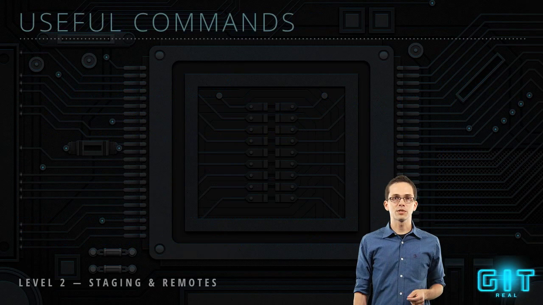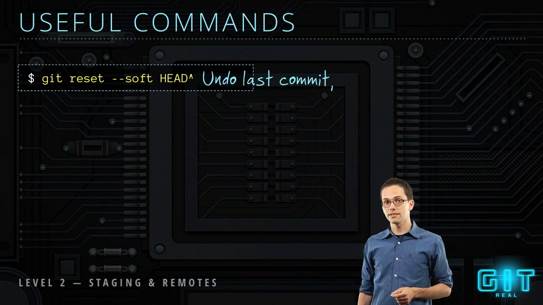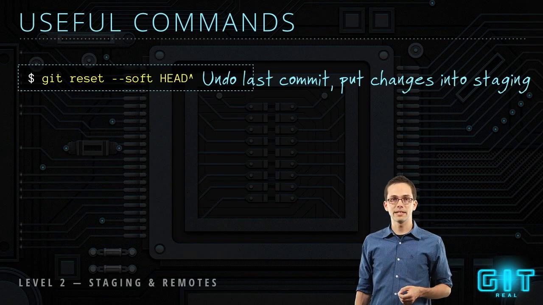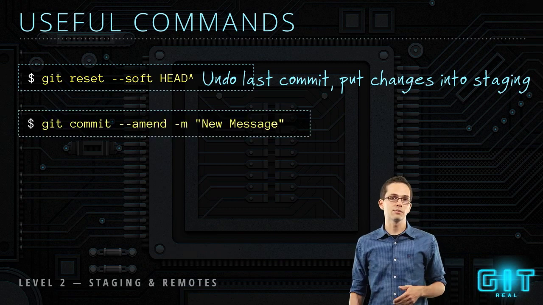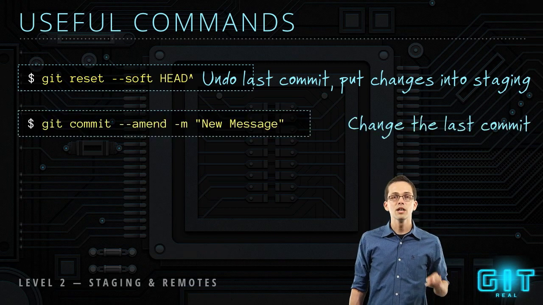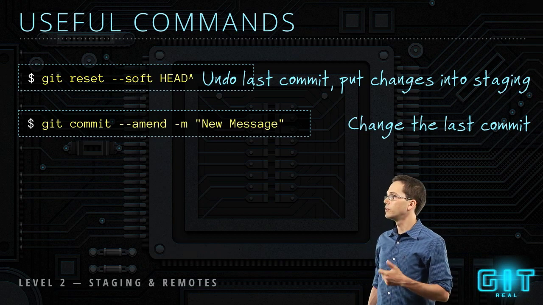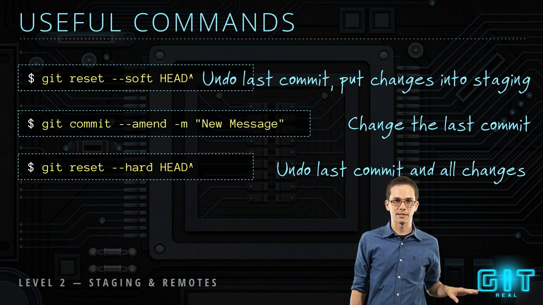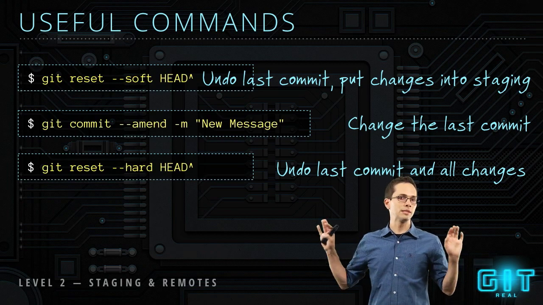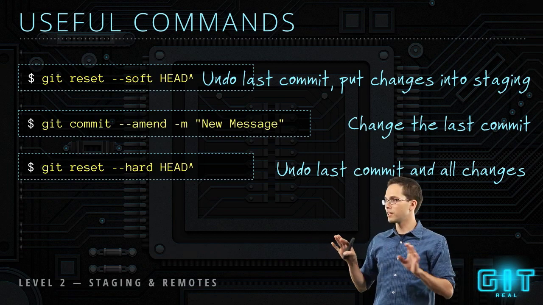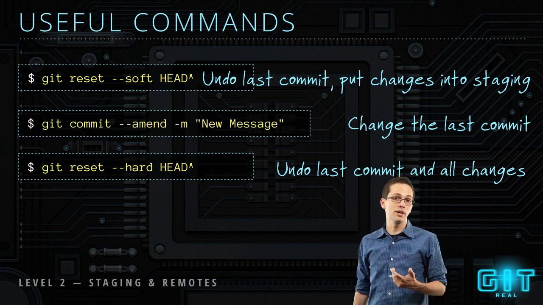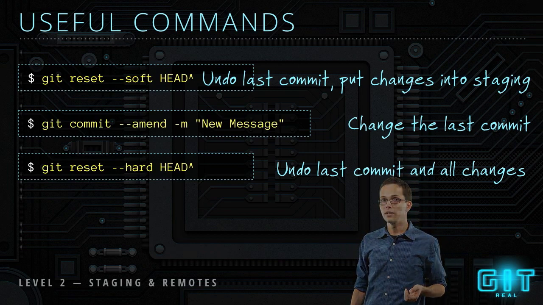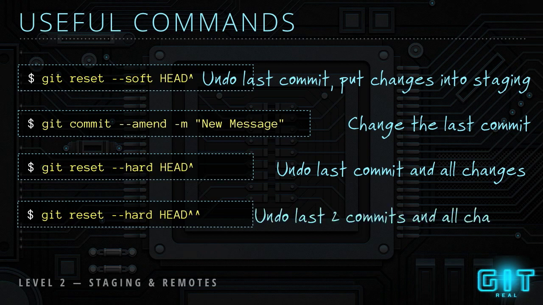Here are the 2 commands we just went over. You've got git reset, which will roll back the last commit, and then you have git commit --amend, which will add things to the last commit. There's 2 more that you should know about. If you want to do git reset --hard HEAD, that's going to blow away the last commit. So if you just went horribly wrong and you just want to blow it away, you run --hard HEAD. And then if you want to undo the last 2 commits, well, you just add another caret onto the end. So that's saying blow away the last 2 commits before the current HEAD.